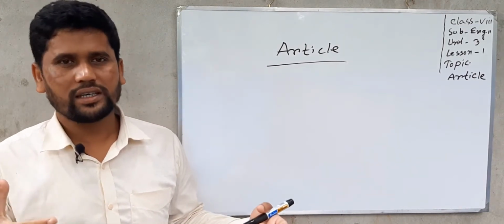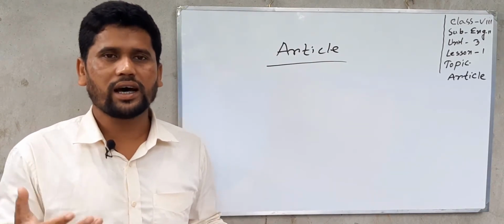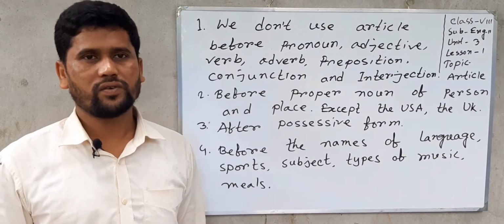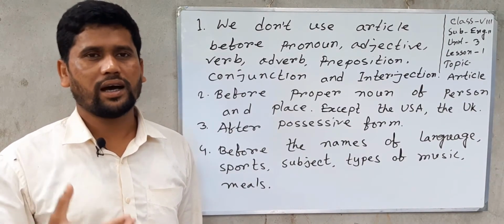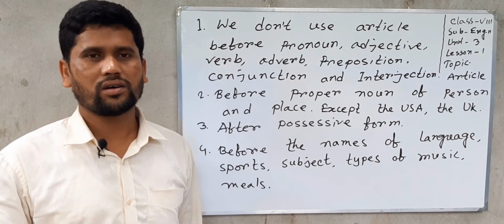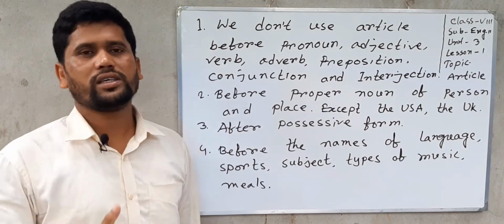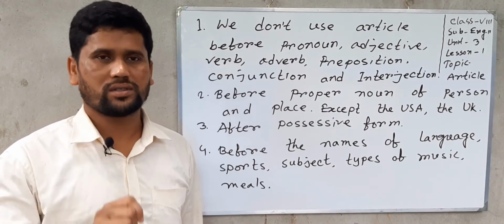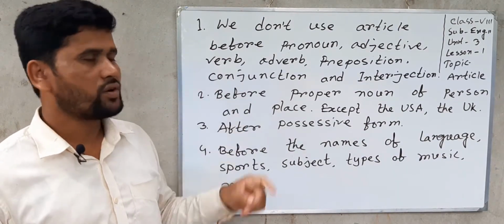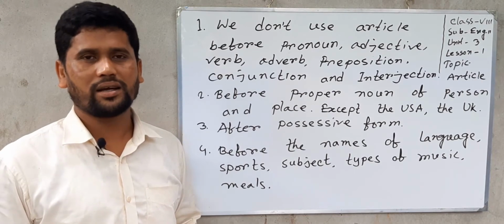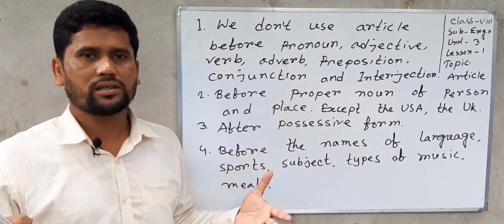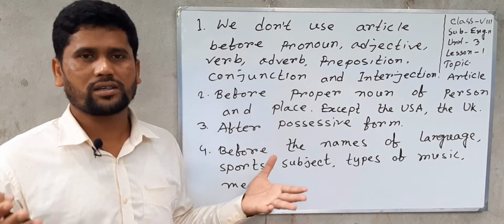Where we can use a or where we can use an and where we can use the. Sometimes we can use cross where the article is not necessary. Dear students, before knowing the use of a, an or the, we should know where we can't use a, an or the, or where we can use cross. You know, we only use article before nouns or noun equivalent words. But in other words, here you see, we don't use article before pronoun, adjective, verb, adverb, preposition, conjunction and interjection. So you should know which words are pronoun or conjunction or interjection or verb, adverb, preposition.